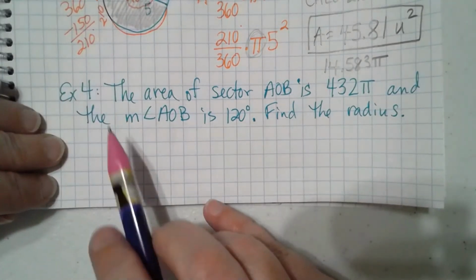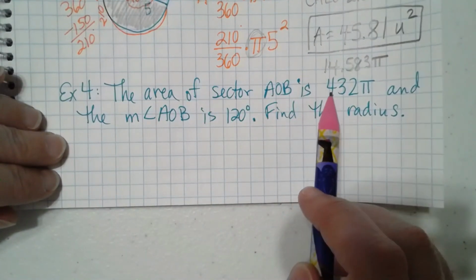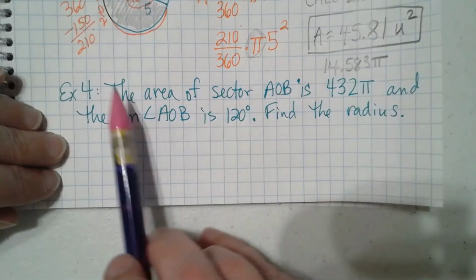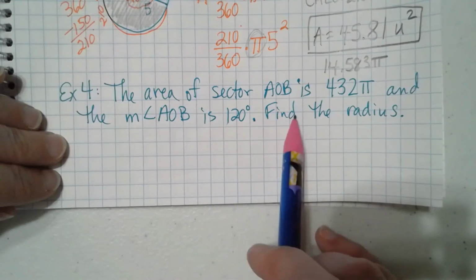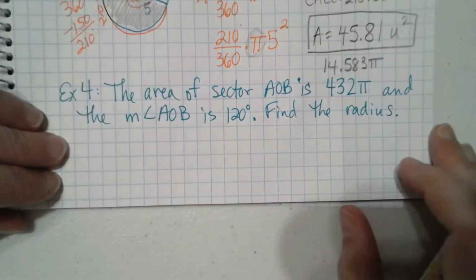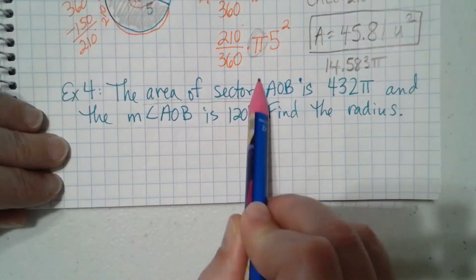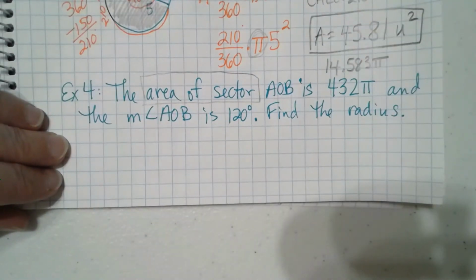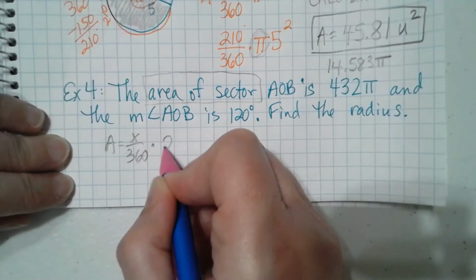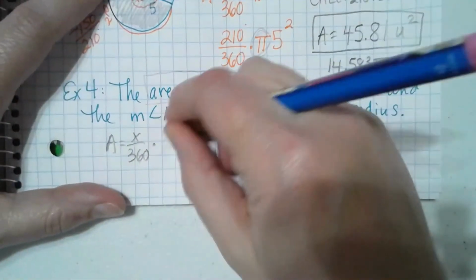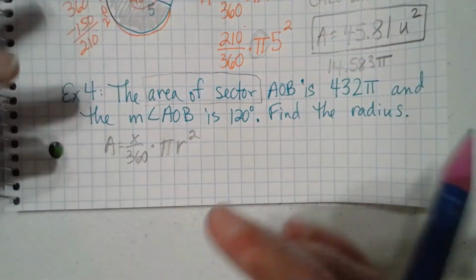All right, last question. The area of sector AOB is 432 pi, and the measure of angle AOB is 120 degrees. Find the radius. They don't even give us a picture, but that's okay. Notice here that they give us the area of the sector. So I'm going to start with this formula. Area is x over 360 times, oops, not times 2, times pi r squared. Good thing I had an eraser.